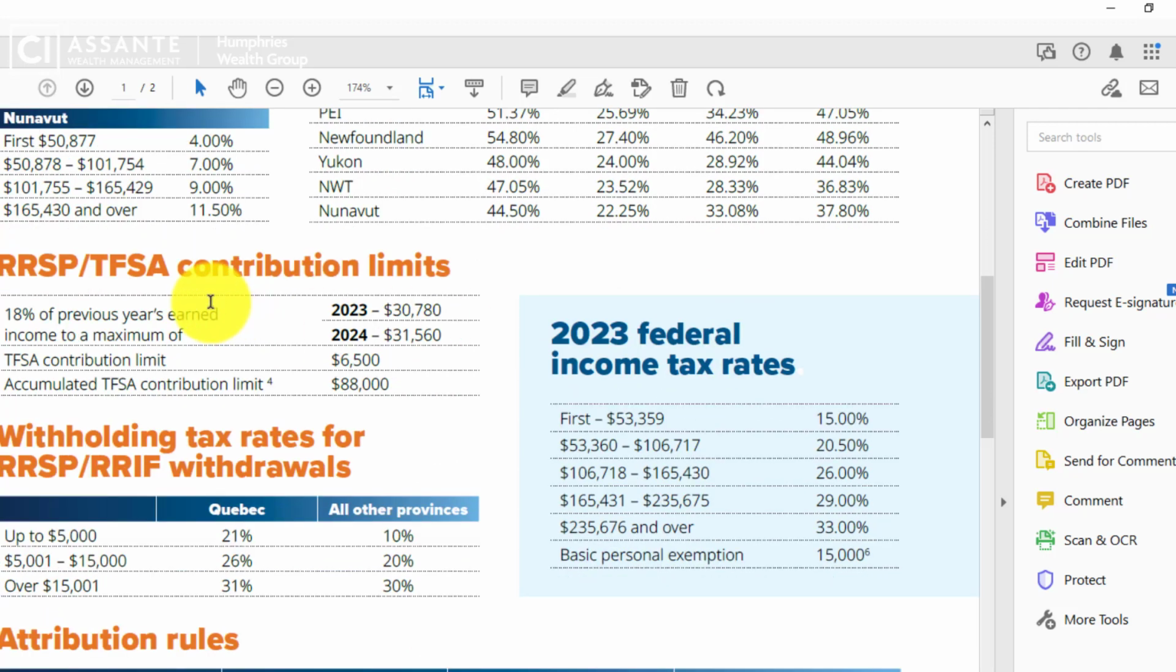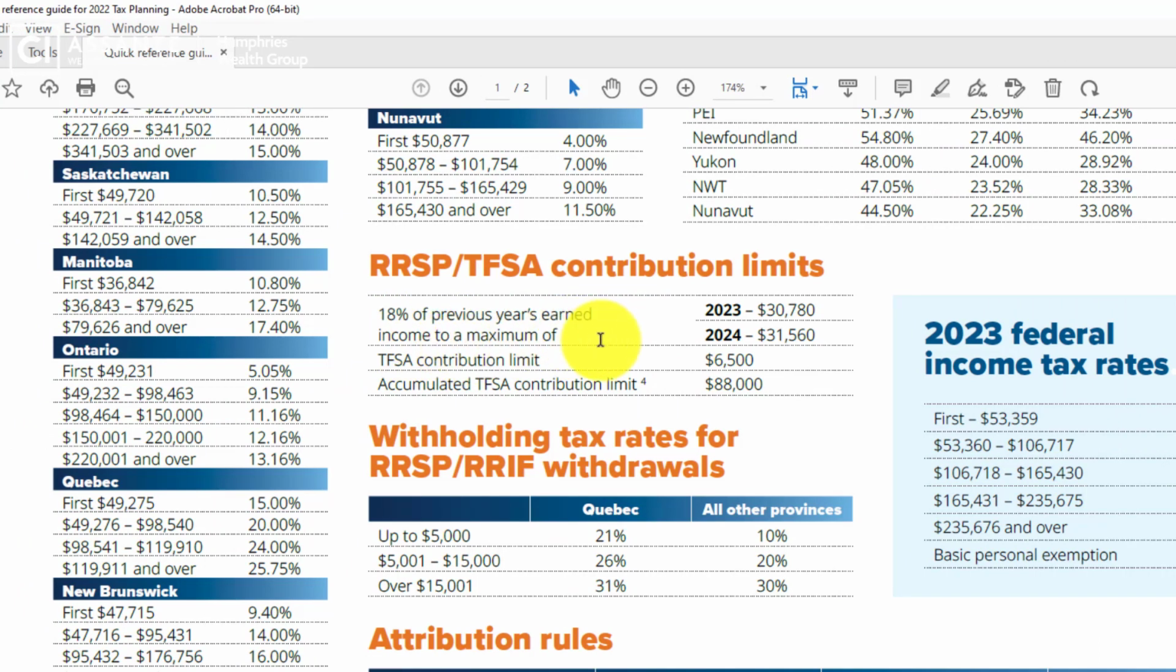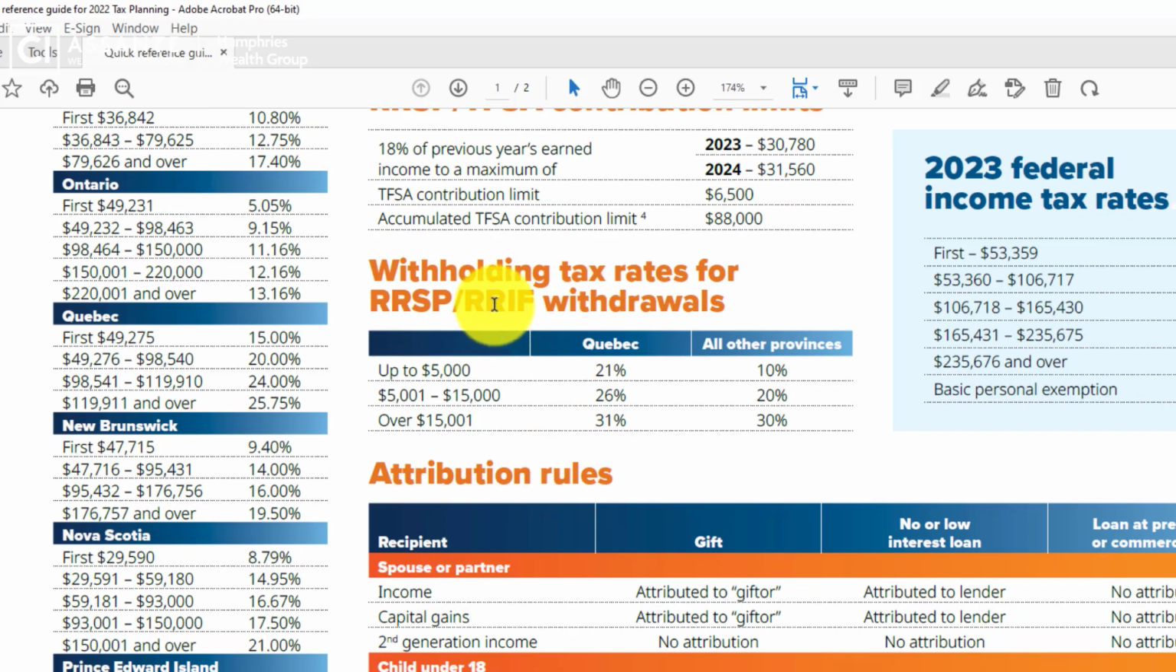RSP contribution limits, well, of course, for 2023, 18% of your previous year's earned income to a maximum of $30,780. And if you look at our TFSA room, it's $6,500, and the accumulated tax-free savings account contribution room is $88,000. If you look at withholding tax rates for RSP or RIF withdrawals, you're looking at up to $5,000 of redemptions. In most places, with the exception of Quebec, where it's different, in all provinces it's 10% up to $5,000. From redemptions of $5,001 to $15,000, the required withholding tax is 20%, and over $15,001, it's 30%.